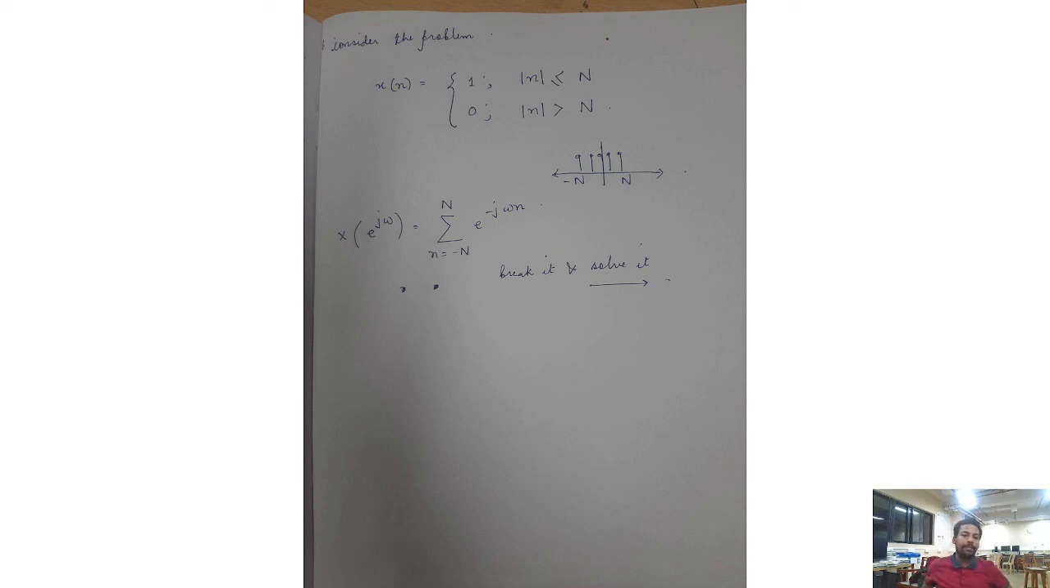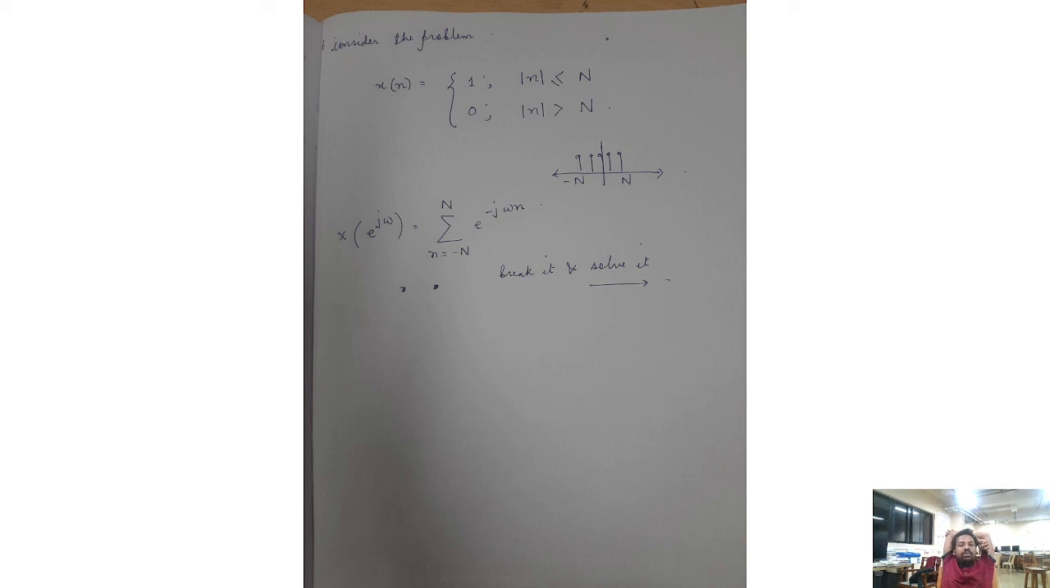So the problem is as follows. Here we have a signal x of n, and our objective is to obtain the Fourier transform of the signal, that is x of e to the power of j omega. That's the objective that we have. We have to obtain the DTFT, and that's the objective for the entire class actually. So let me pose the problem.